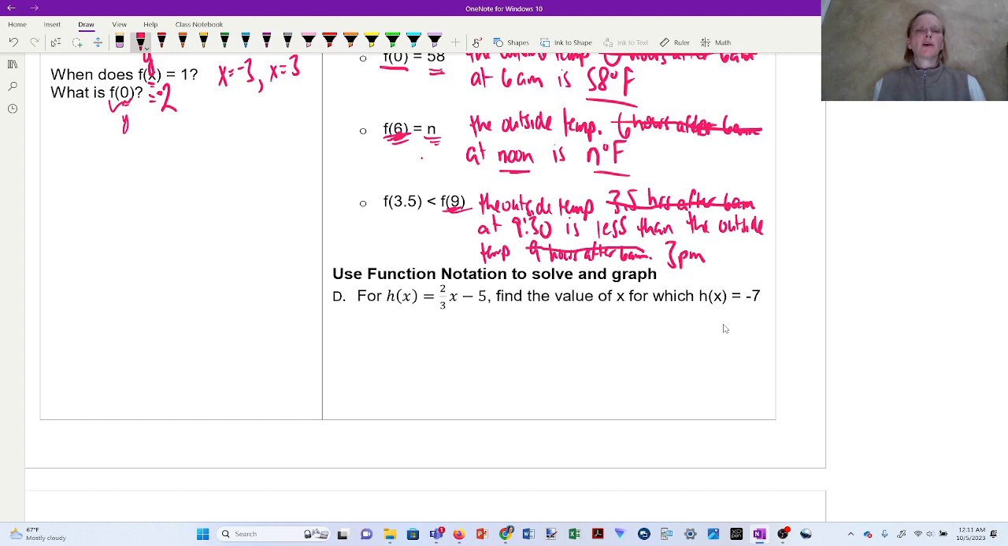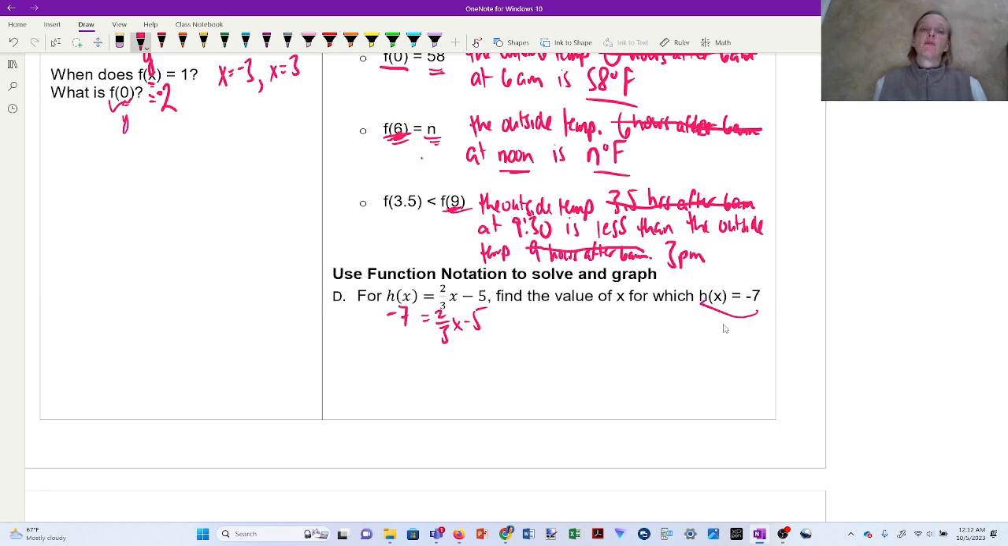So here's my equation: h of x, the function h with x as the variable, equals 2/3 x minus 5. I'm not told what x equals here, but I am told what h of x equals. It equals -7. So I'm going to plug -7 in where my h of x is, and then that equals 2/3 x minus 5. I now have a solvable equation. I have an equation with just one variable, and so I can calculate to solve for x.